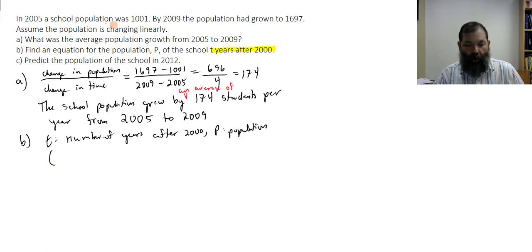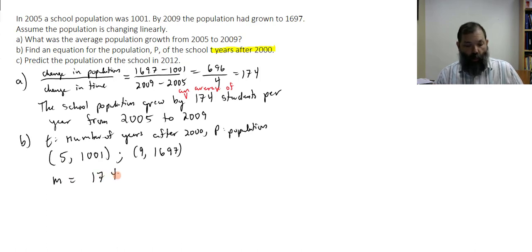So then our first ordered pair, in 2005, the school population was 1,001. So that means that T would be 5 and P would be 1,001. Similarly, in 2009, so if T equals 9, the population is 1,697. Notice that even though we've shifted the data points, the slope will remain the same. The change in population is still 696. The change in time, 9 subtract 5, is still 4. So the slope M is still 174.